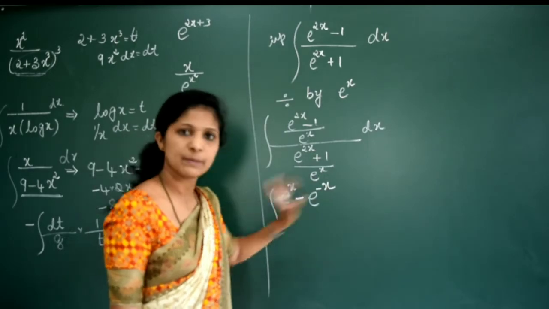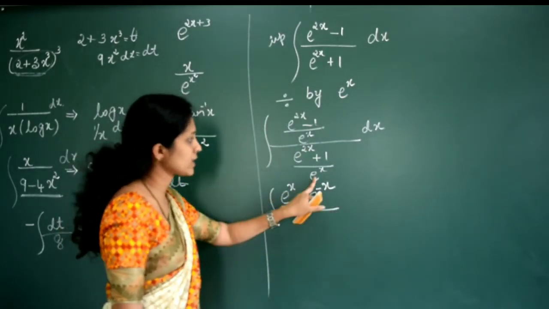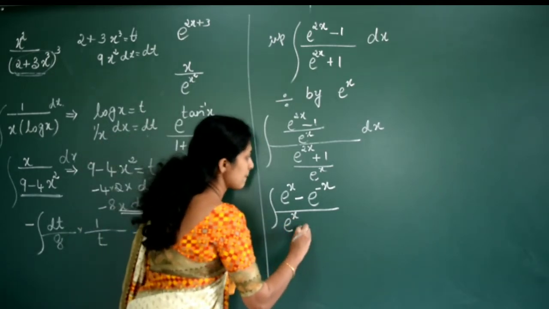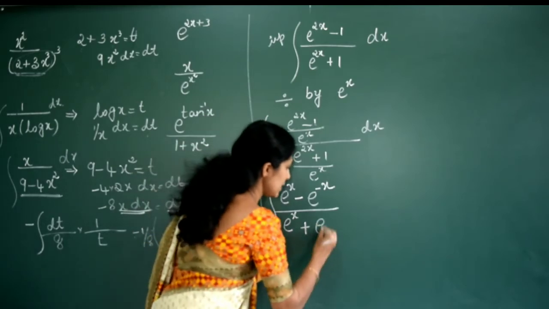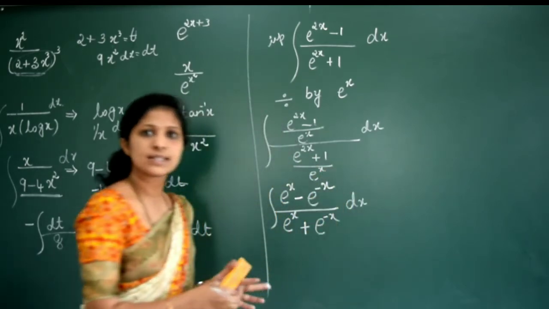When it goes up, it will be e to the power minus x divided again by e to the power 2x, divided by e to the power x, which will be equal to e to the power x plus 1 divided by e to the power x. When it goes up, it will be e to the power minus x into dx. Now it is in the simplified form.